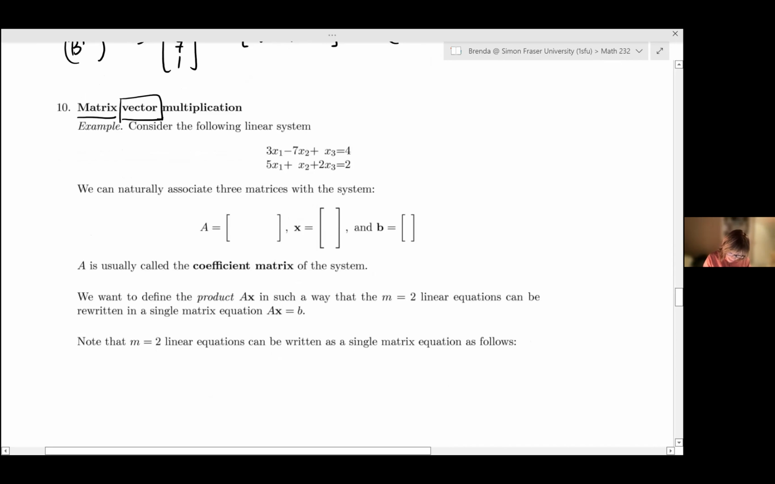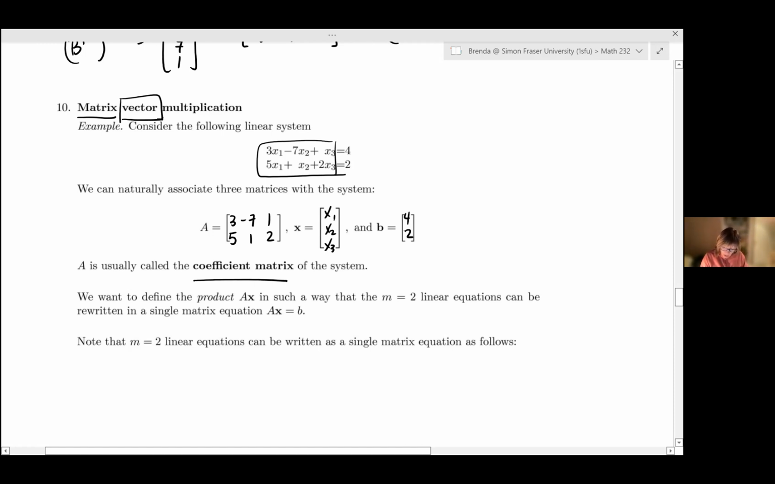We can form a coefficient matrix, which is going to be the coefficients of the variables of our linear system. So this will look like this: 3, minus 7, and 1. That's the first equation. And then the second equation coefficients are 5, 1, and 2. Then we will make a column vector, where each component is one of our variables. And then we will have the vector on the right hand side, which is very typically called b, and it will have the elements in there.